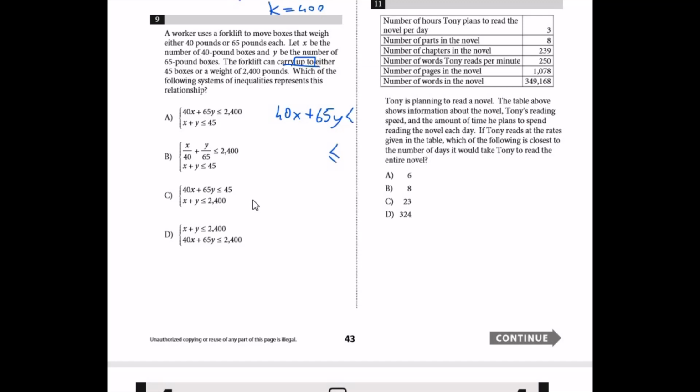So we know that our inequality is maximum carrying 2,400 pounds, and the number of x-type and y-type boxes is 45. So this is our system of inequalities, which is, let's see, check it carefully, check the signs, check the numbers carefully. No, this is not correct. Yeah, check everything carefully. It's going to be 40x plus 65y is less than or equal to 2,400, x plus y. It's A.